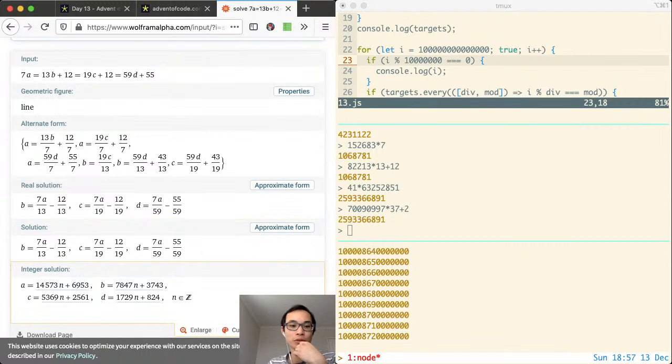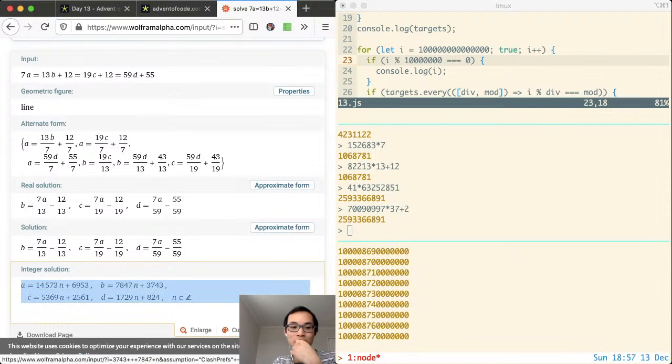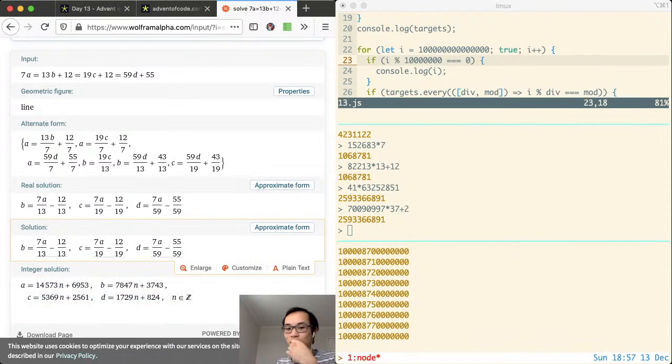But 824 isn't a prime. So that breaks that theory. Here it says D equals 824. So that breaks that theory. Oh, I feel like I'm so close. This is so tantalizingly close.